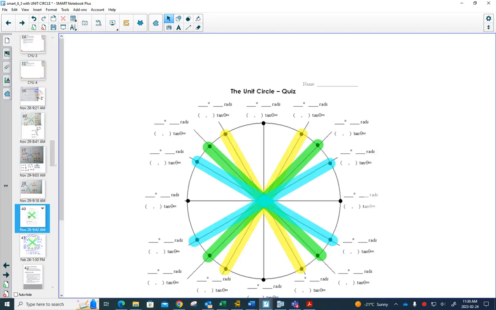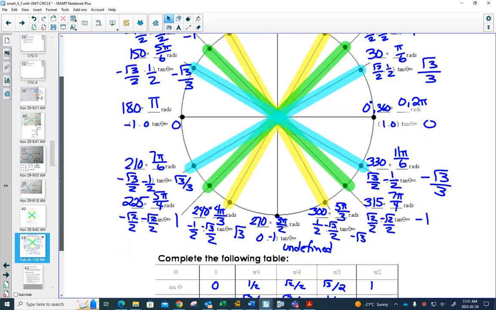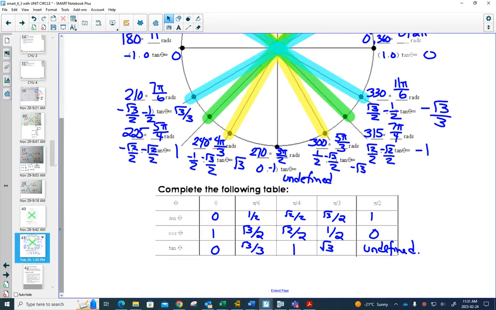And what you're going to do, and we're not going to take time to do it right now, is take all of the information from all of your families and transfer it onto that quiz, including filling out the chart at the bottom. The chart at the bottom is just the questions I was asking, like, what is sine of pi over 6? You would go to pi over 6, look at your y coordinate, and it's 1/2. That's how you fill in your chart. What is cos of pi over 4? You'd go to your x coordinate at pi over 4, and you'd fill in root 2 over 2.